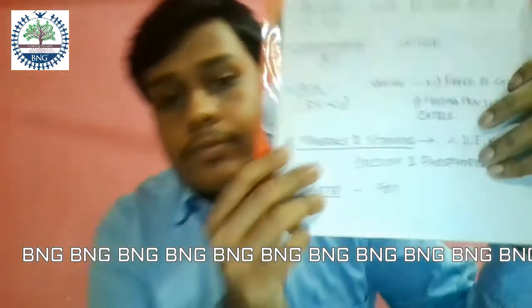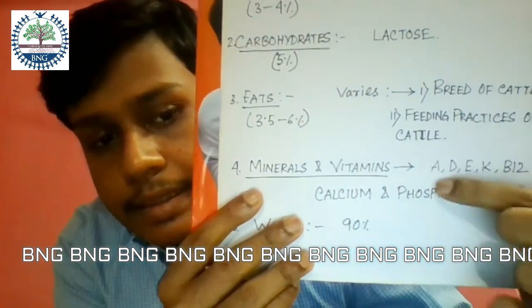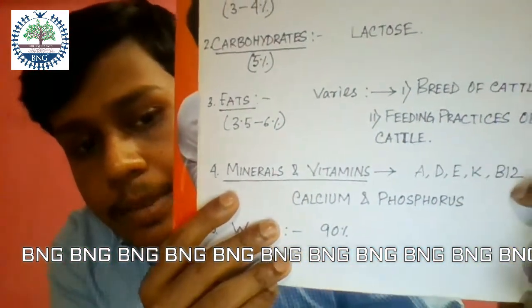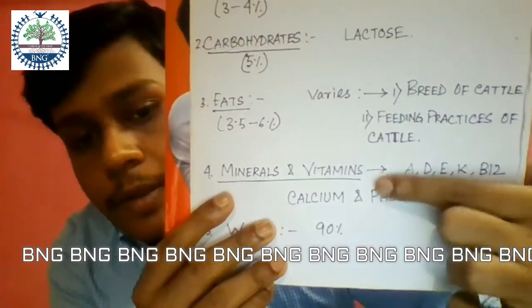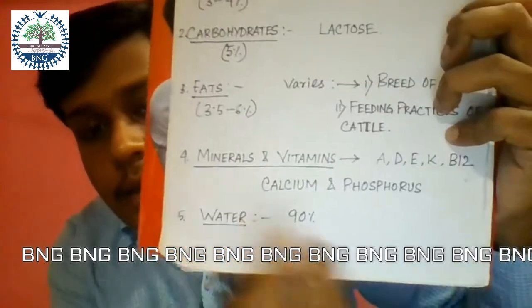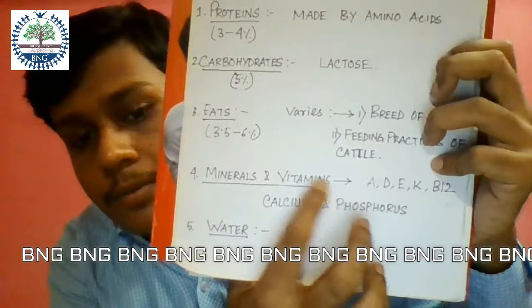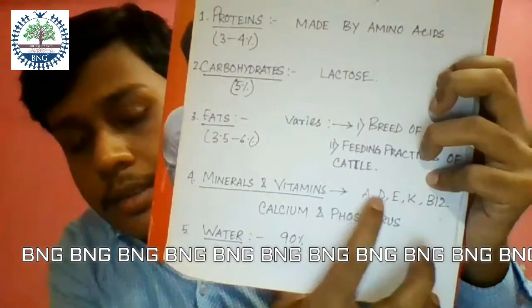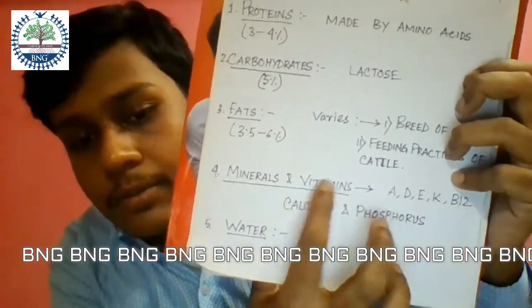Okay, these are most of the vitamins found in milk. The vitamins are A, D, E, K, and B12. Those are the vitamins which are found in milk. And the minerals are calcium and phosphorus. The minerals which are found in milk are calcium and phosphorus.